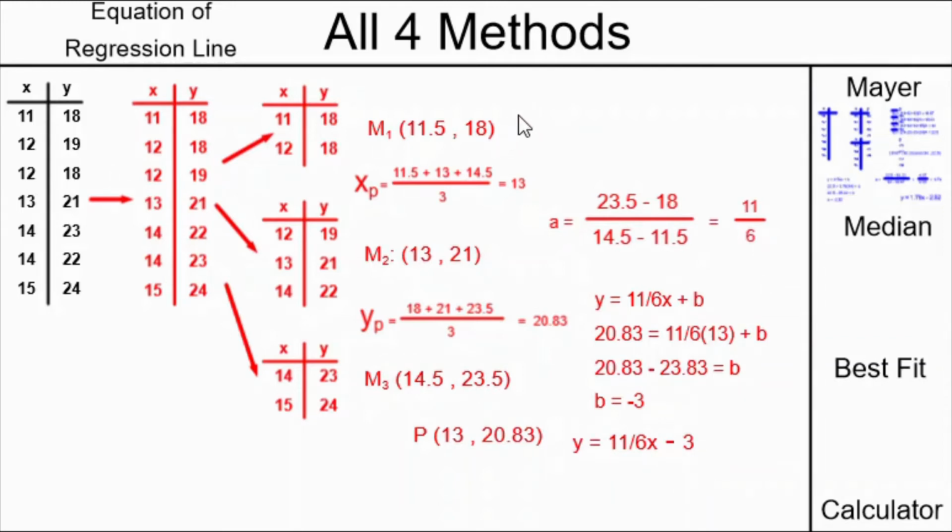This is the median-median method with the same set of data that I used before with the Meyer line method. I will now shrink down my median-median method and move it out of the way so we can do the next method, which is the line of best fit.